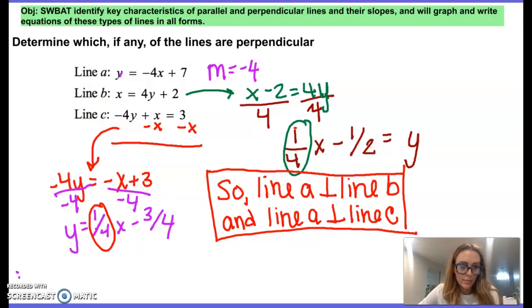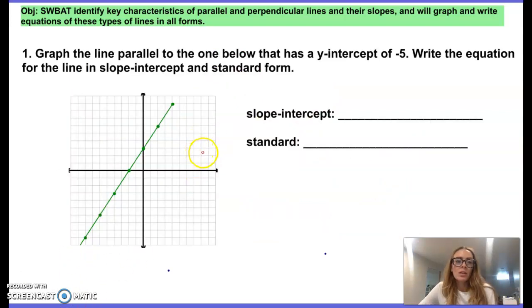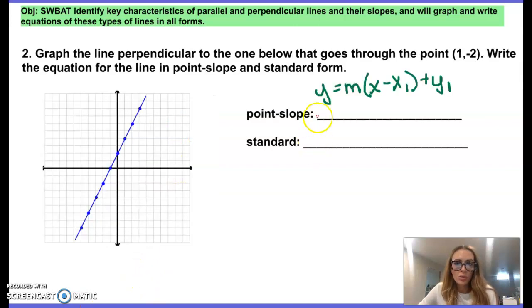All right, next. We need to graph. So we're going to graph the line perpendicular to this one below that goes through the point (1, negative 2). So our new line is going to go through (1, negative 2). We want it perpendicular to this one, and we want to write the equation for the line in point, slope, and standard form.